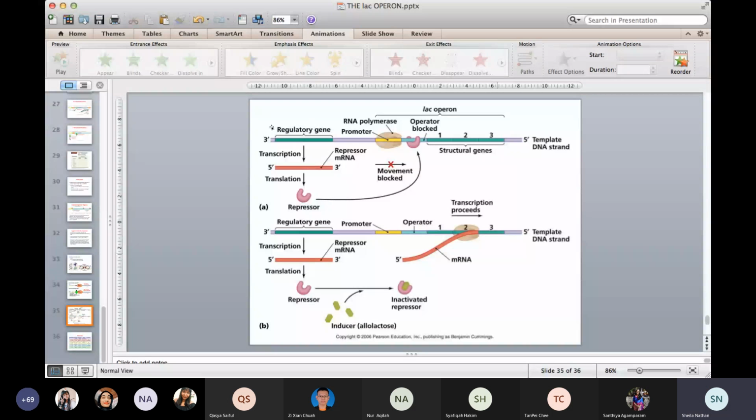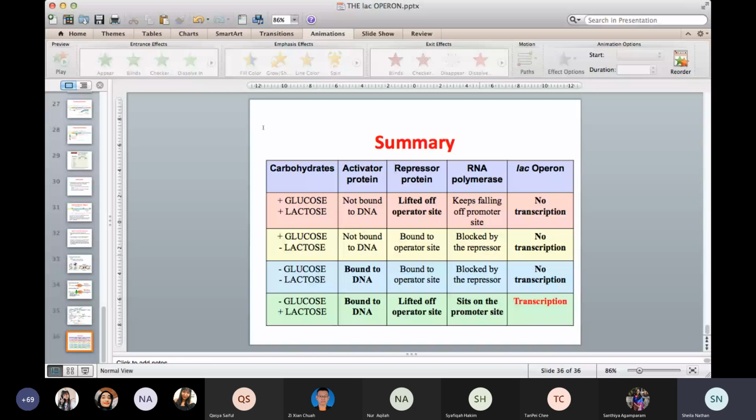Okay. So if you've understood all that, you should be able, at the end of the day, to come to a table like this, where we are back to our original 4 situations. Remember the 4 situations we saw: what happens when glucose is present but lactose is absent, or glucose is present and lactose is present, or no glucose and no lactose in the cell, or no glucose and lactose is present.